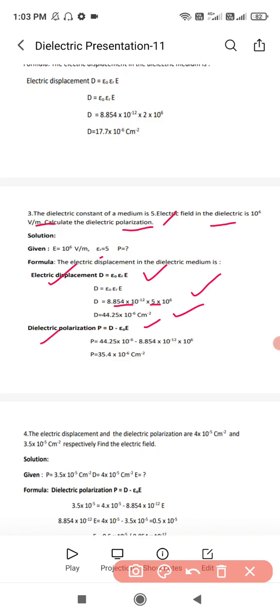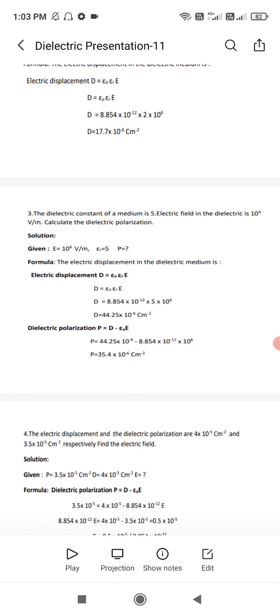Now we find the dielectric polarization. P is equal to D minus epsilon naught into E. Here D we found from the previous equation, minus epsilon naught, 8.854 into 10 power minus 12, into electric field intensity 10 power plus 6. So we will get the answer 35.4 into 10 power minus 6.